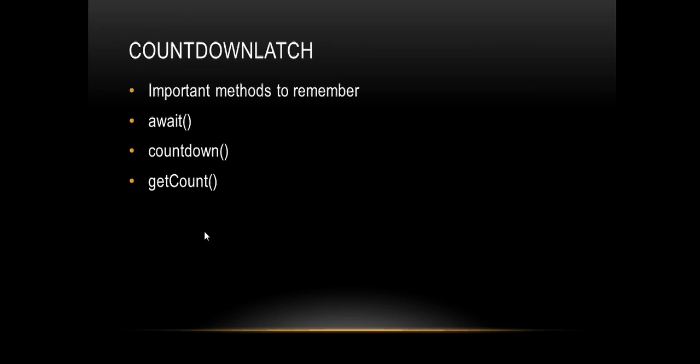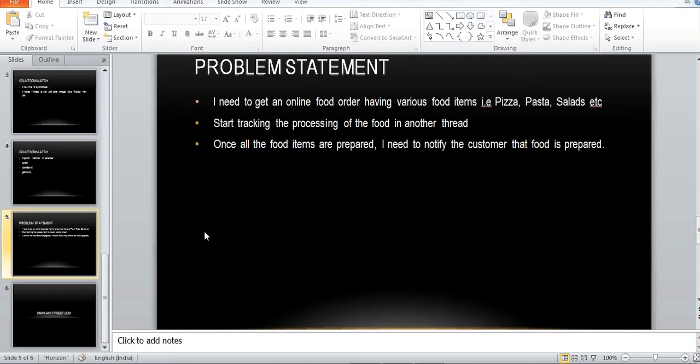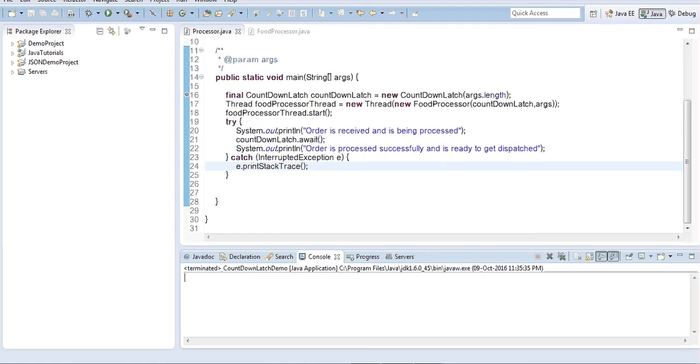Now, my simple Java program is supposed to address this problem statement. I need to get an online food order having various food items, and then I have to start tracking the processing of these food items in a different thread. And once all the food items are prepared, I need to notify the customer that the food is prepared. So let's move into the Java program.